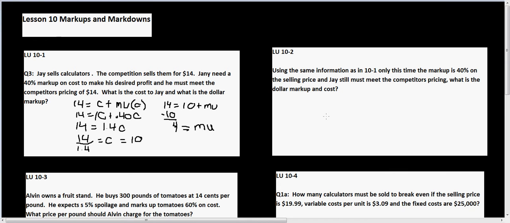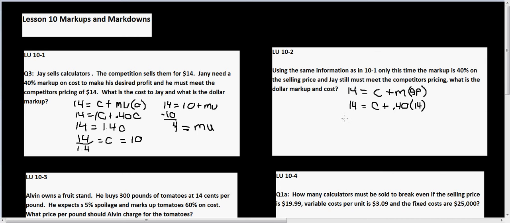Let's summarize the information again using the same sort of formula. We're going to have 14 as your selling price. You must match that. And that's going to equal a cost plus a markup, not on cost this time, but on the selling price. So let's put our numbers in. That selling price that we have to match of 14 is going to equal the cost plus the markup of 40% on the selling price of $14.